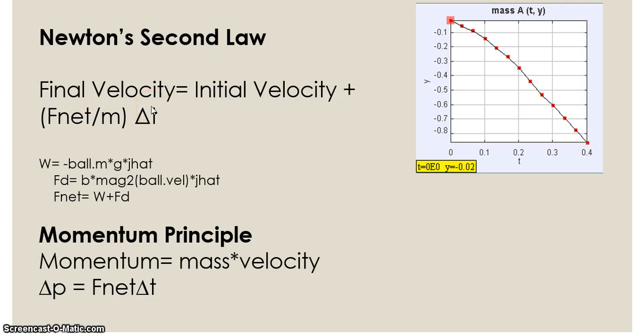So now let's discuss the physics behind everything. So Newton's second law states that the final velocity is equal to the initial velocity plus the net force divided by mass times the change in time. In our case, the final velocity was greater than the initial velocity. We know this because the slope of a distance versus time graph is velocity. Here, the slope is less steep and it gets steeper. Therefore, the final velocity had to increase.